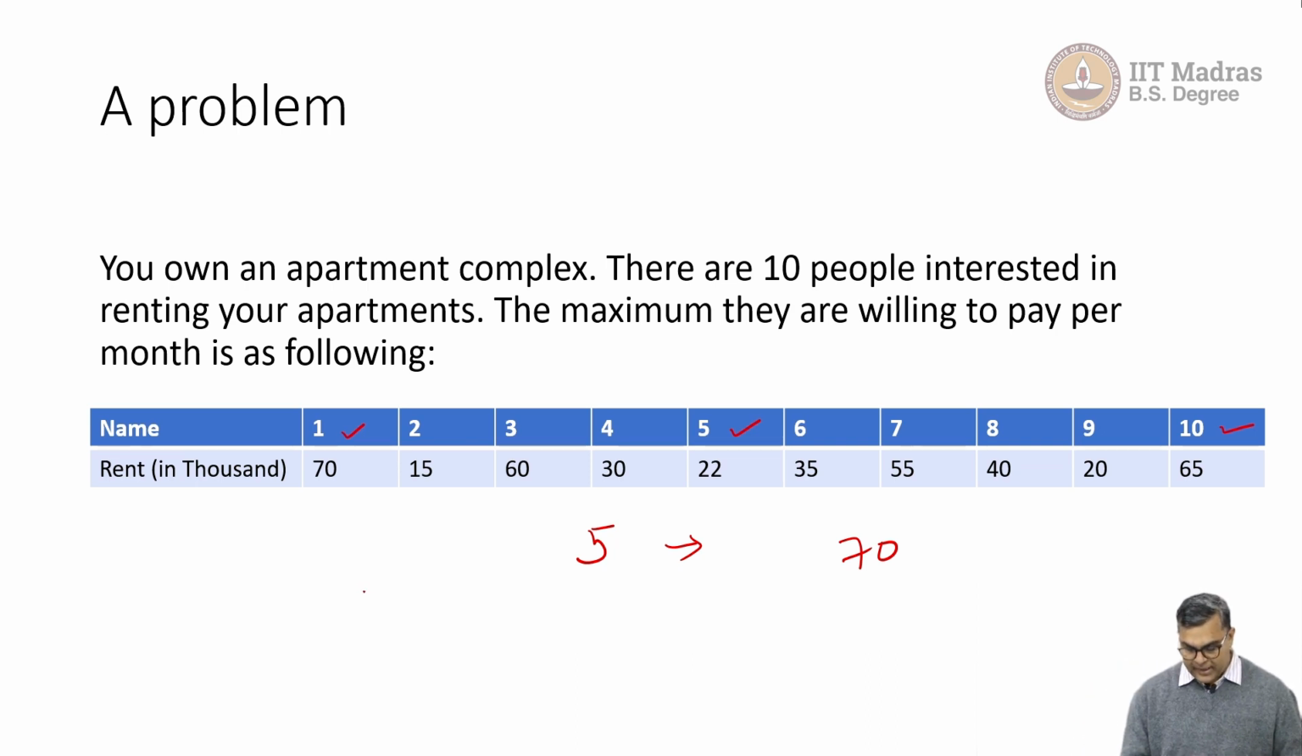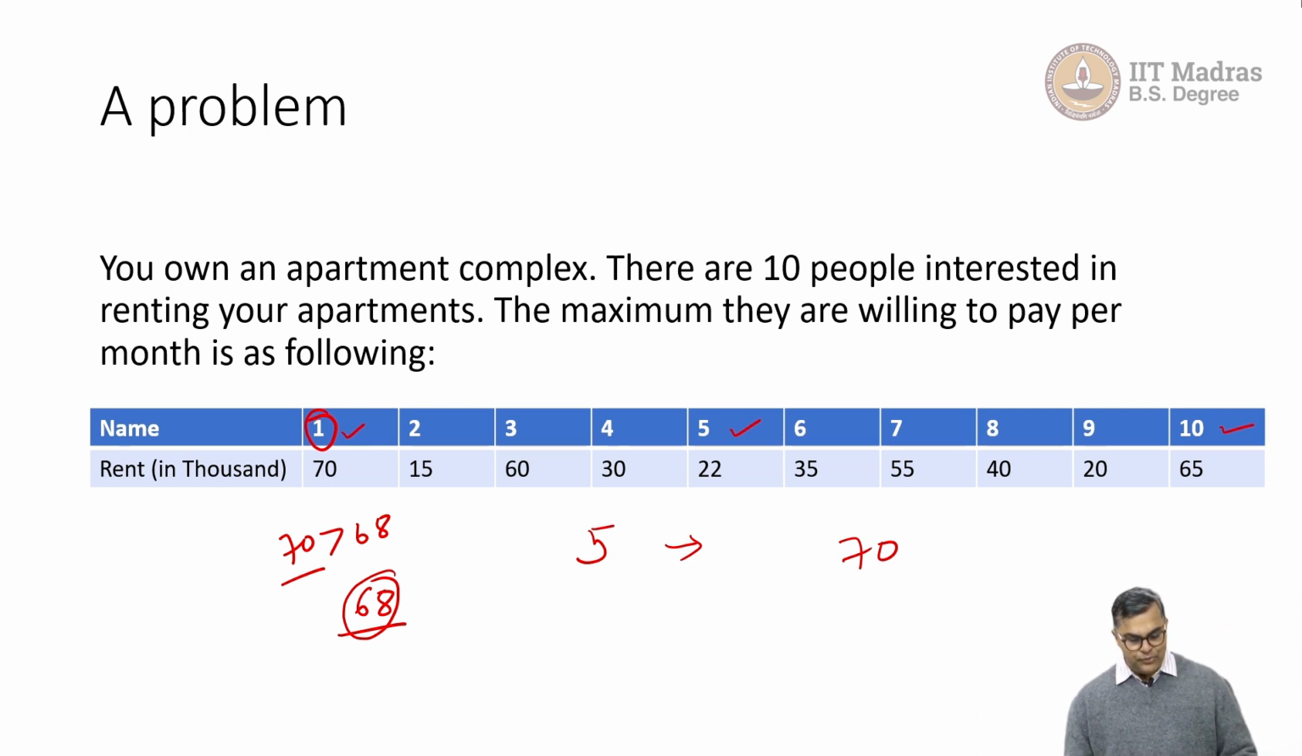So, none of the apartments would get occupied. If, for example, you come up with the rent 68,000 rupees per month, then you have only the first person who would be willing to rent. Why? Because 70 is more than 68. This person is willing to pay up to 70,000, but he has to pay only 68,000. So, he would happily rent one of the apartments, but everyone else's maximum willingness to pay is less than 68,000. So, no one else would rent your apartment. So, only one apartment would get occupied.